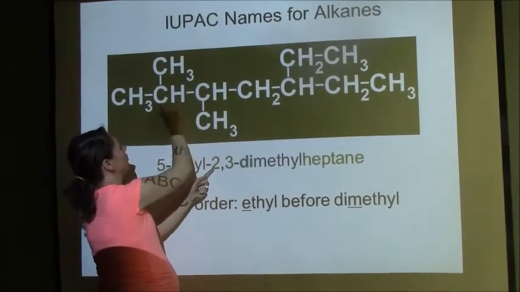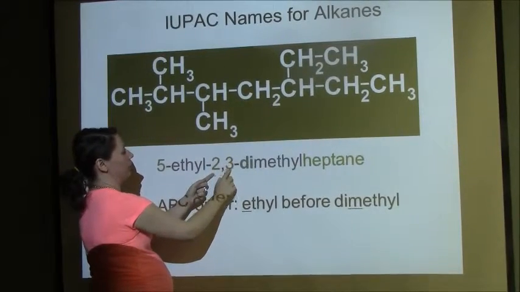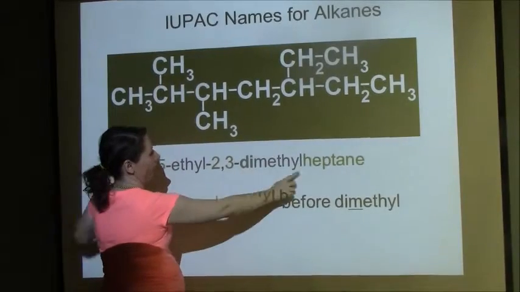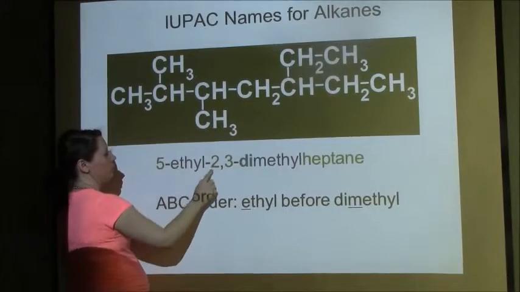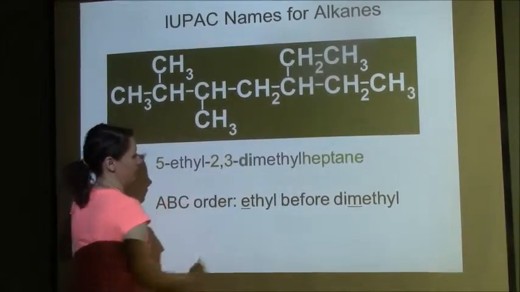Now carbons 2 and 3 both have methyl groups. That's why it's 2, 3. And then there are 2 methyl groups, so that's why the di is there. And then the parent is heptane. So the final answer is 5-ethyl, 2,3-dimethyl, and then the parent chain is heptane.